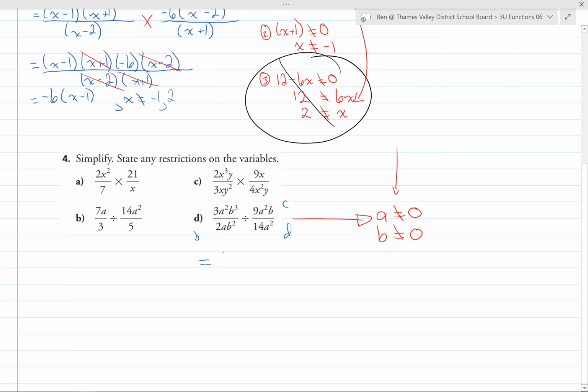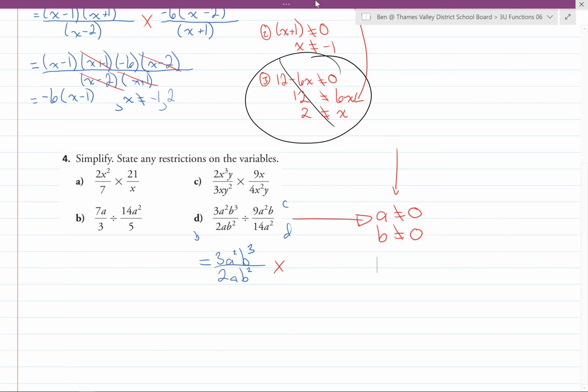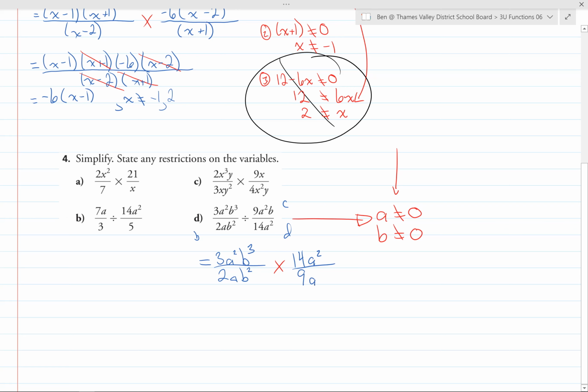Okay, so I can replace my division sign with a multiplication sign. 3a squared b cubed divided by 2ab squared. Switching the division sign for a multiplication sign, and then I'm changing this second fraction for its reciprocal. So I change its numerator for the denominator and vice versa. 14a squared divided by 9a squared b.